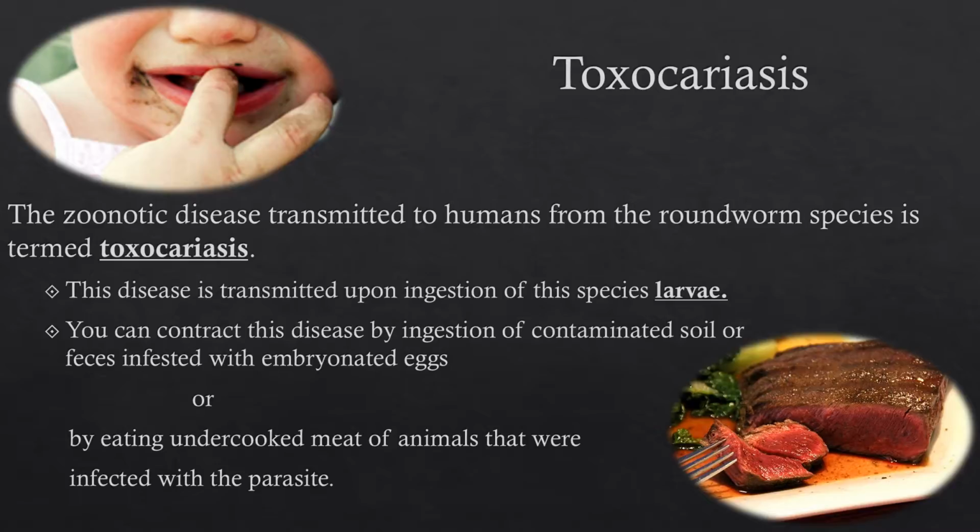Okay, so toxocariasis is when adults or humans get roundworms. The zoonotic disease is transmitted to humans from the roundworm species, and that's what we're talking about. This disease is transmitted upon ingestion of this species' larvae. You can contract this disease by ingestion of contaminated soil or feces infested with the embryonated eggs, or by eating undercooked meat of animals that were infected with the parasite. So you should not eat raw meat.